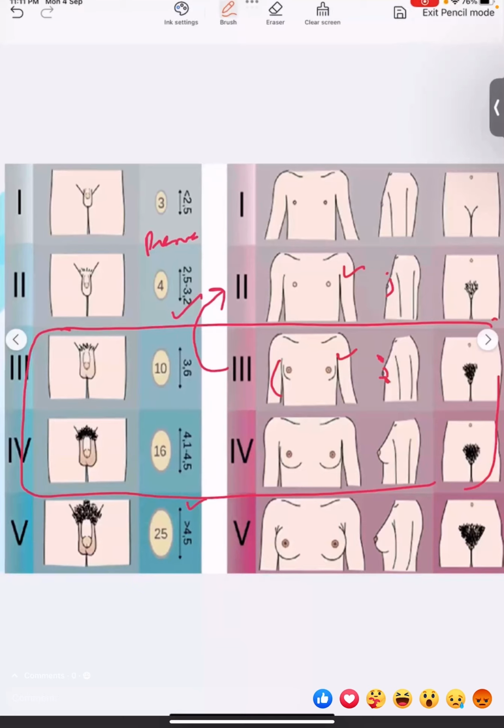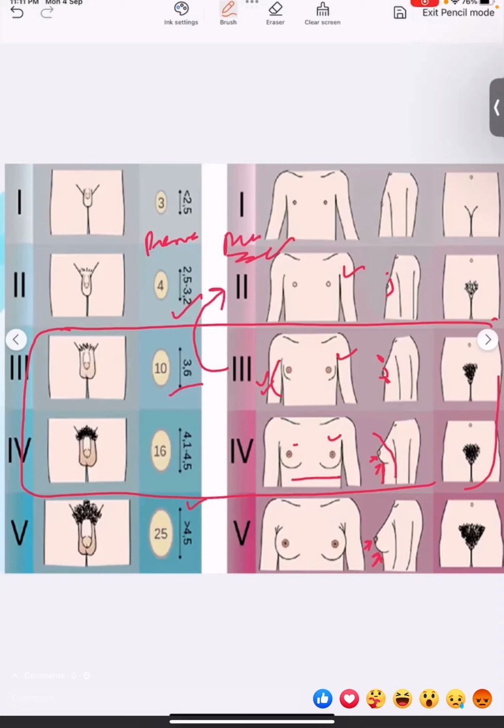In stage 4, you see this is slightly elevated, and this is also elevated from the abdominal skin. When a patient comes to you practically, you have to see whether this area is raised and this area is raised or not. That is going to decide your staging of puberty, and this staging is going to decide whether this is a premature benign variant or central precocious puberty.